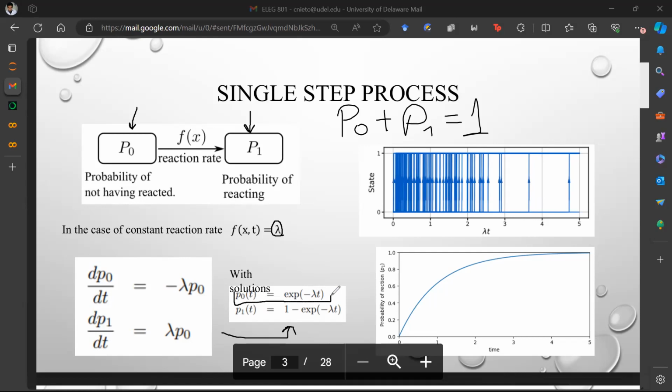So this is the probability of not having reacted and the probability of having reacted. We can plot this probability of having reacted, that corresponds to this plot. And these are examples of some trajectories. All of them start from 0. The state can be 0 or 1. 0 means not having reacted yet. 1 means the reaction has occurred. And you have here some example trajectories, and this is the cumulative probability. This is P1 as a function of time, that corresponds to this expression.